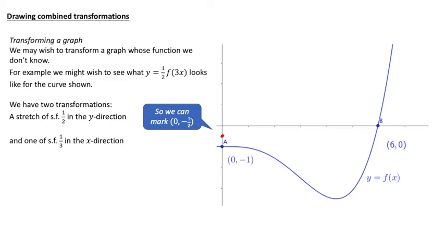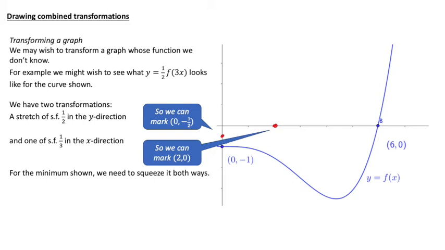We've also got a scale factor of a third in the x direction. So that means the point B would be moved to the point 2, 0. So we can mark that on. Now for the minimum, they haven't given us any coordinates for that, but what we can do is make sure we squeeze it both ways anyway.